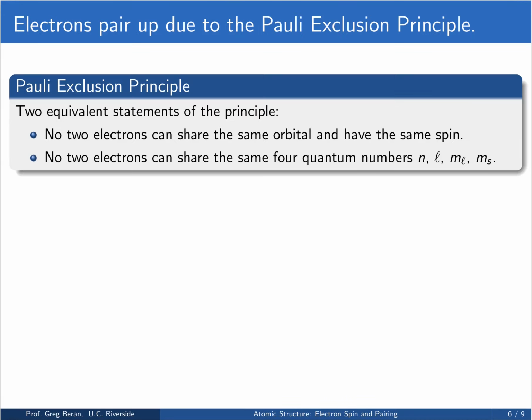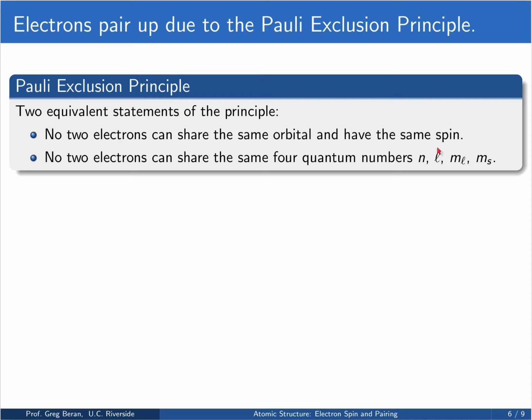Electron spin isn't very interesting when you just have one electron. It gets far more interesting when you have multiple electrons in a single atom. And that's because of something called the Pauli Exclusion Principle. I'm going to give you two equivalent statements of this principle. The first is that no two electrons can share the same orbital and have the same spin at the same time. Alternatively, no two electrons can share the same four quantum numbers n, l, m sub l, and m sub s.